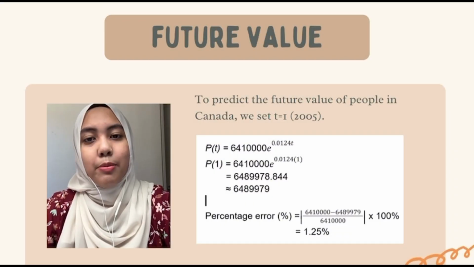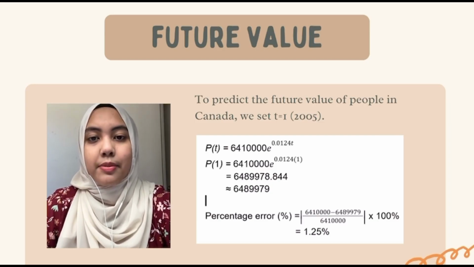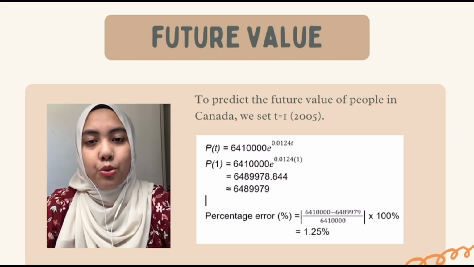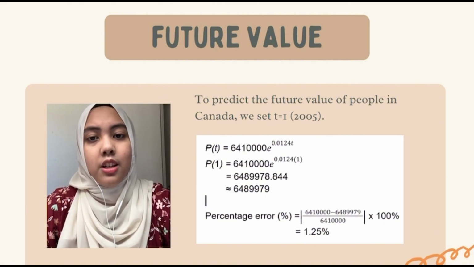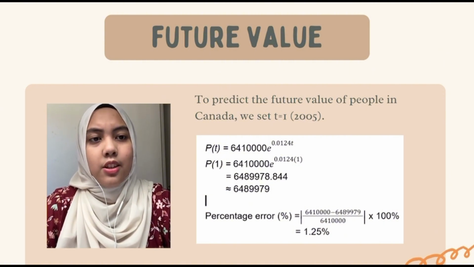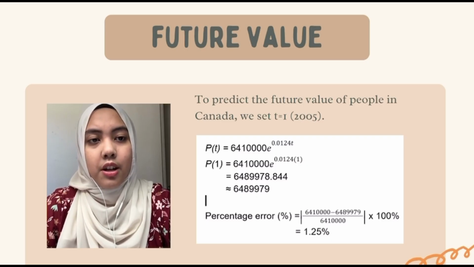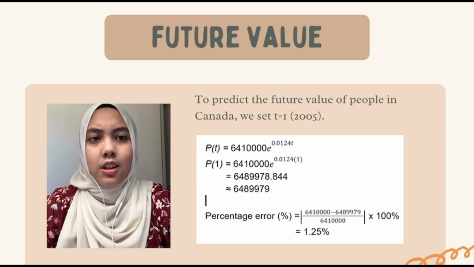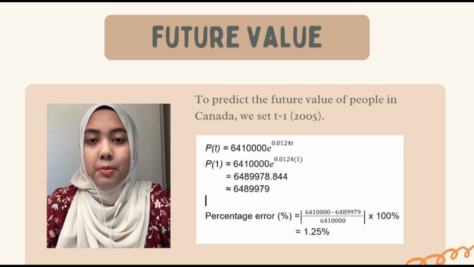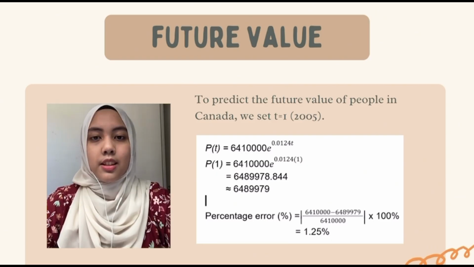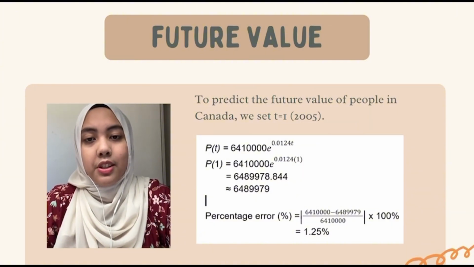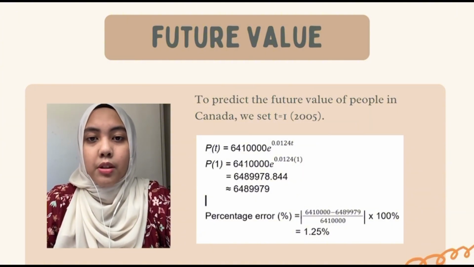I will be sharing how we predict the future value of people in Canada. So first of all, we set t equals 1, which is the value that we got from the year 2005. After that, we substitute t equals 1 into the general equation. After that, we will get the value 6,489,978.844. After that, we round off the value, and the approximate value that we got is 6,489,979. After that, we can calculate the percentage of error from the calculation that we got.